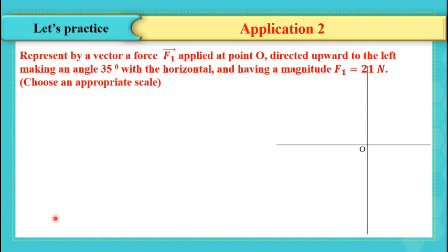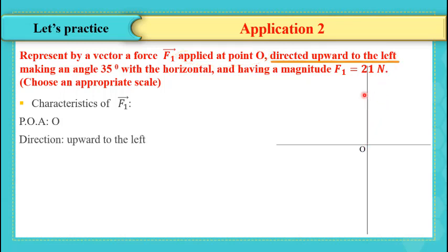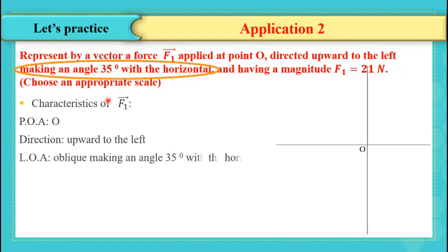From the given, the force F1 is characterized by its point of application, which is the point O. This is the point where we are going to start drawing the vector from it. Also, the direction is upward to the left. Then, focusing on this figure, since the direction is upward to the left, then we are going to draw the force vector in this quadrant. We will stress our work on this quadrant. Since the direction is upward to the left, then the line of action is an oblique line. Actually, this line is making an angle 35 degrees with the horizontal.